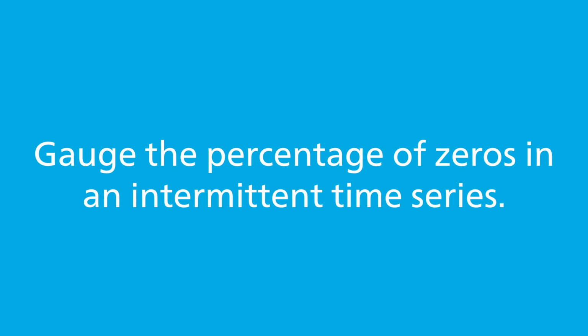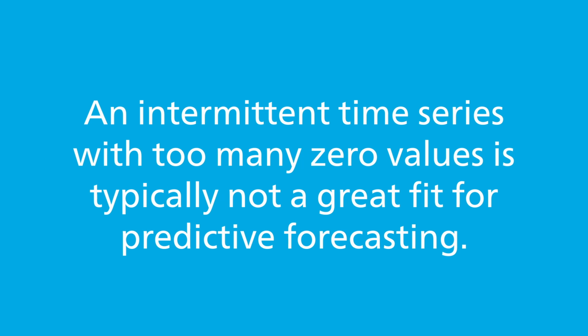Here are a few remediation measures you can take based on your initial data exploration and analysis. You need to gauge the percentage of zeros in an intermittent time series. An intermittent time series with too many 0 values is typically not a great fit for predictive forecasting, as the time series forecasting model will tend to average zeros and filled values, and produce flat, averaged predictive forecasts.